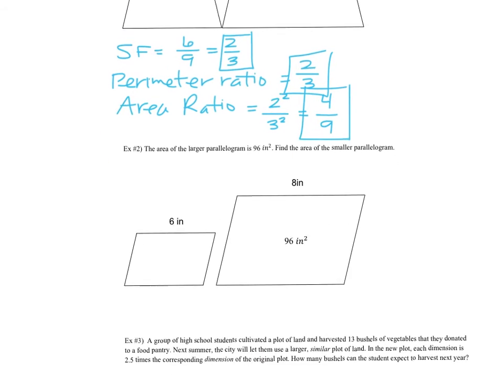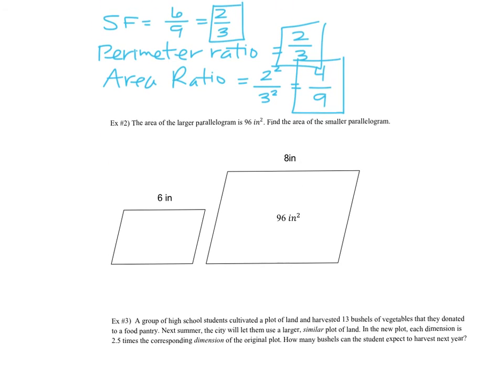Okay, second example. Very similar, but now they tell you the area of one of your figures is 96 square inches, and they want you to find the area of the other figure. We don't have enough information. Those are parallelograms, right? Base times height. We don't have a height for either one of them, so we can't do base times height. What we can do is take the ratio. A ratio is a comparison. If we can come up with an area ratio, because we know one of the areas, we can find the other area.